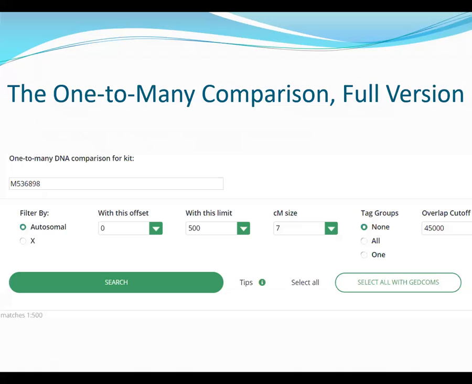So here is the input field for the full version. You can see that I've input the kit number for my grandmother, Maud Youngman, in this particular field. And then I have various different options. I can choose how many people I want to include, up to, I believe, 10,000 total matches. So you can choose a limit there. You can choose the centimorgan size and various other options, such as X or autosomal, for instance, and the amount of overlapping SNPs.